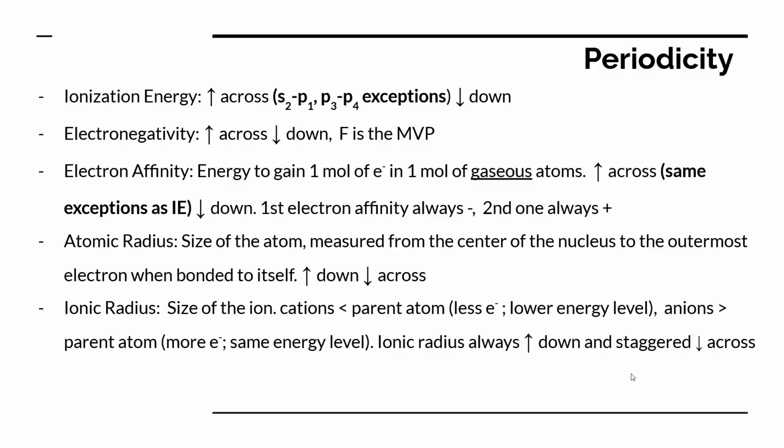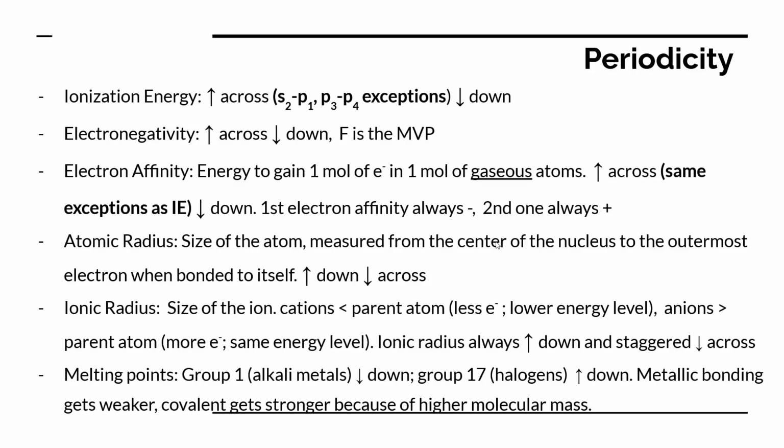Now, I call it staggered because elements that have valence electrons from 1 to 3 are going to form cations, and elements with valence electrons of 5 to 8 or 5 to 7 are going to form anions, and 4 can form either one. But cations are going to be smaller than the parent atom, and anions are going to be larger than the parent atom. So when you jump from the cation to the anion, the size is going to go up, but it's still going to be an overall decrease across because you're gaining more protons that pull tighter on the electrons.